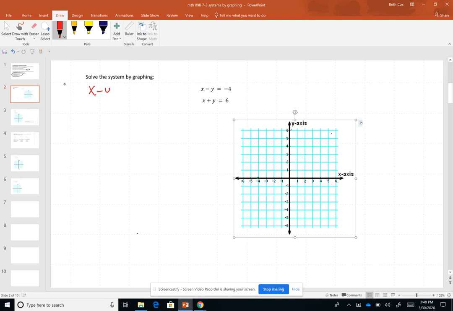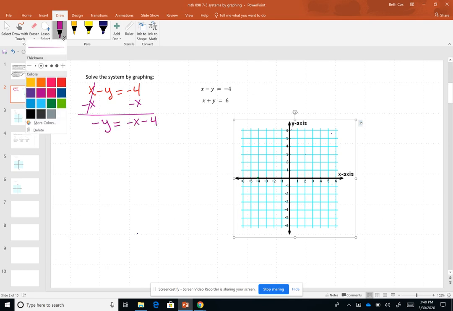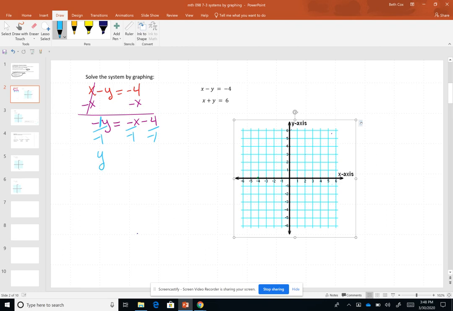First one is x minus y is equal to -4. Now I'm going to graph this. I'm going to put it in slope-intercept form to make my graphing easy. So the first thing I'm going to do is subtract x on both sides. That gives me -y is equal to -x minus 4. Then I'm going to divide everything by -1, because technically there's a -1 on that y, and I need it gone because I need y by itself. Negative divided by negative is positive, so this will be a positive 1x and a positive 4.